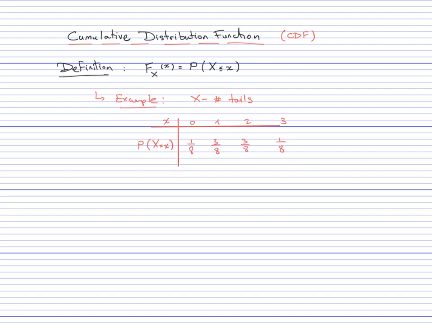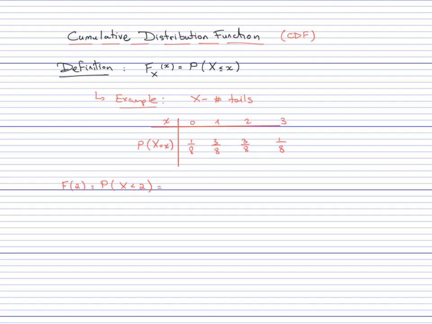Okay, now suppose that I ask you not what is the probability that we get exactly 2 tails or 3 tails. I ask you what is the probability that we get at most 2 tails. That's exactly asking what is the cumulative distribution function when we plug in 2. So what is the probability that x is at most 2? What is the probability that we get at most 2 tails? That's basically the idea of the cumulative distribution function.